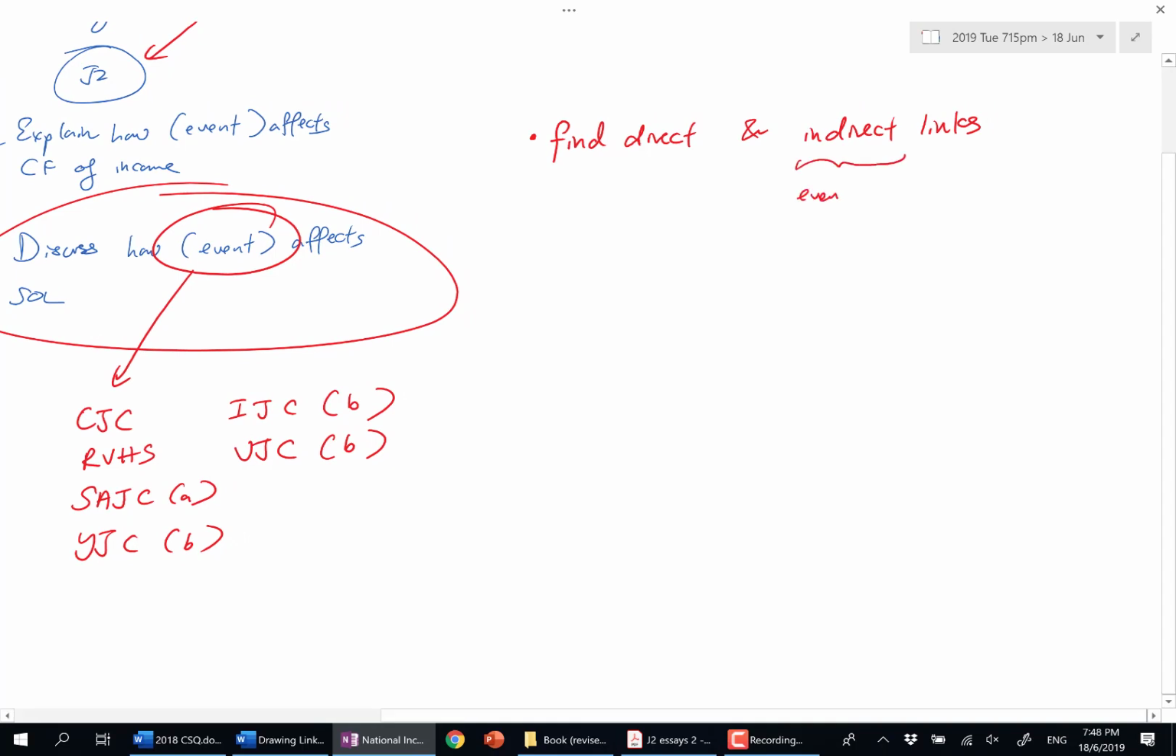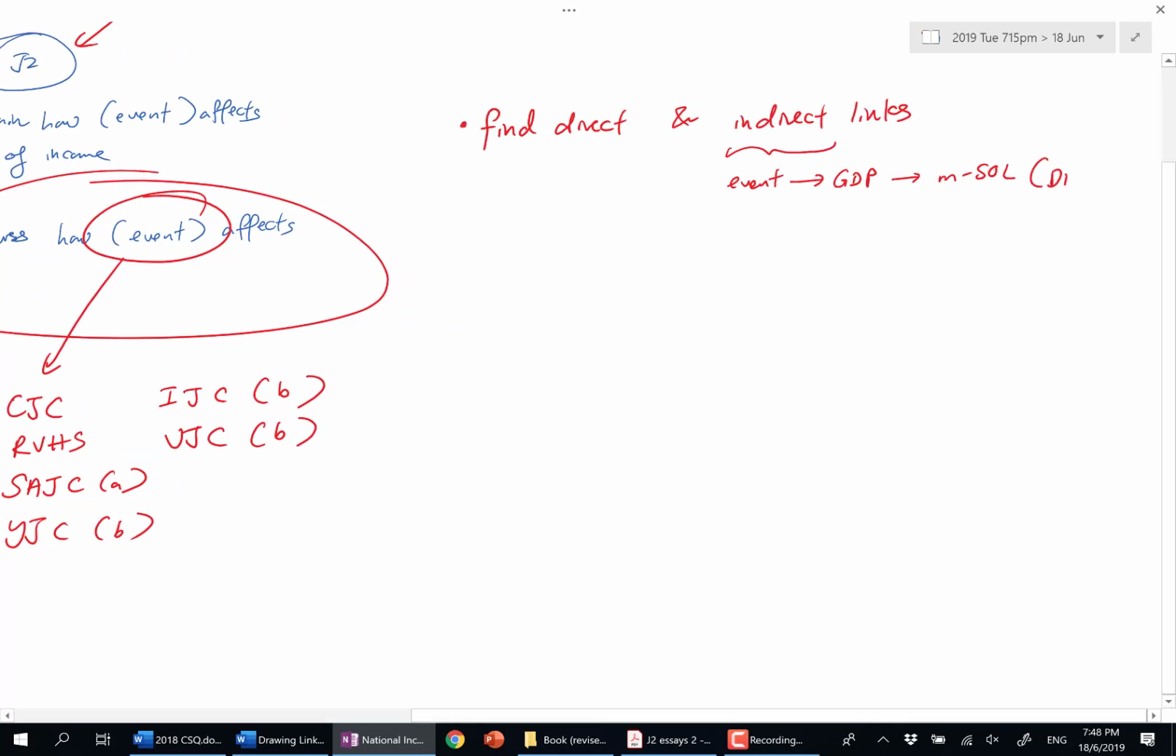Indirect means the event ties into your GDP, then material standards. So this is the core structure. Which means we're going to say, oh yes, GDP goes up, great. Material standards improve. Oh, but it depends on population change. Depends on inflation rates.